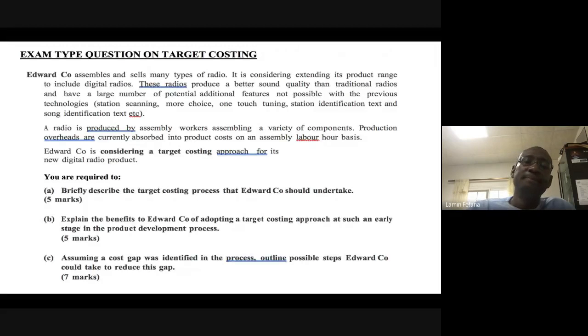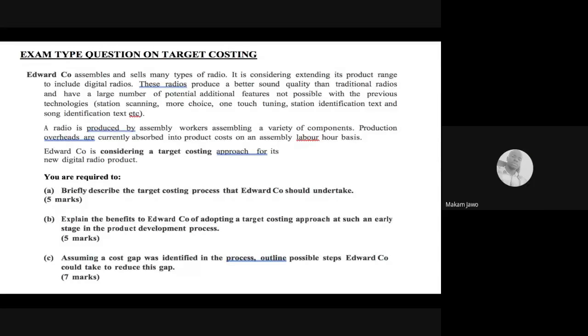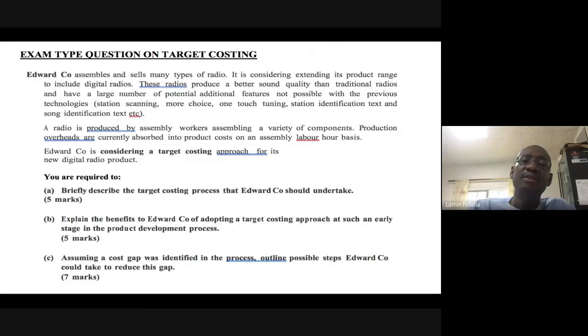Okay, the difference will be the gap. So usually the current unit cost will be higher than the target cost. So that gap needs to be filled. It needs to be bridged. How do you bridge it? You make use of what? Value engineering. You make use of value engineering. And you can explain what value engineering is and then try to apply it in this case.